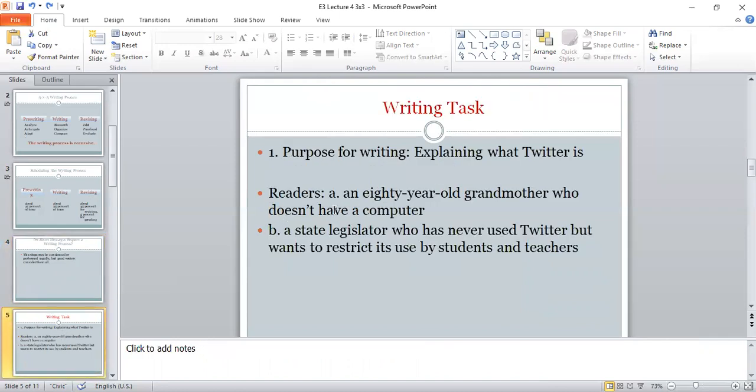Here we have a small writing task in which we have to write a draft. The purpose of our writing would be explaining what Twitter is. Almost everybody knows what Twitter is. We have two types of readers: A, an 80-year-old grandmother who does not have a computer; B, a state legislator who has never used Twitter before but wants to restrict its use by students and teachers. Keeping in mind both types of readers, the writing task has to be drafted considering the technicality of the language and the background of both readers.